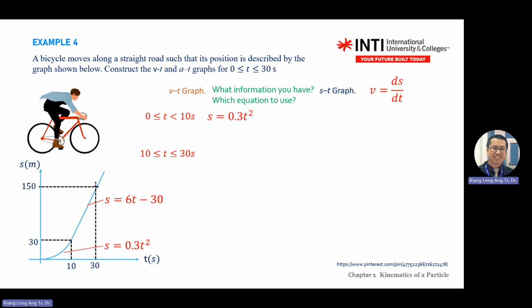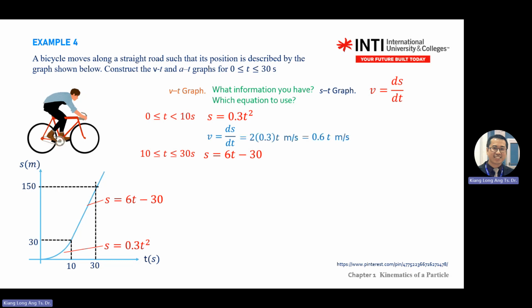Then I write the equation I know. S equal to 0.3 t squared. I know that my v equal to ds/dt. So what is the velocity I get from this equation? It becomes 0.6 t, which is my velocity equation. So you write v equal to ds/dt, you do the differentiation.